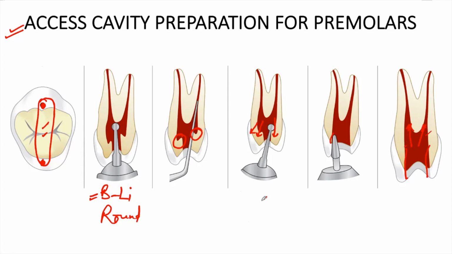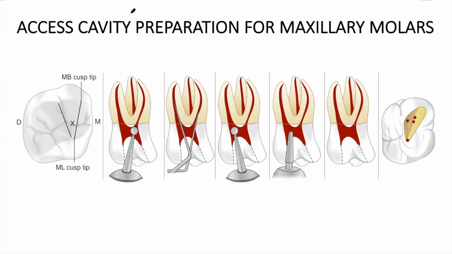So what is the final shape of access cavity preparation of the maxillary premolar? Suppose this is the maxillary occlusal surface, this is the buccal, lingual. The buccal canal is under the buccal cusp tip, the lingual is under the lingual cusp tip, and this is the oval-shaped access cavity preparation, which is wider in the buccolingual direction. Clear? Now coming to the access cavity preparation of maxillary molars.